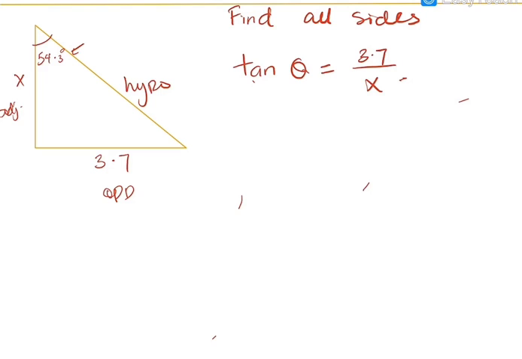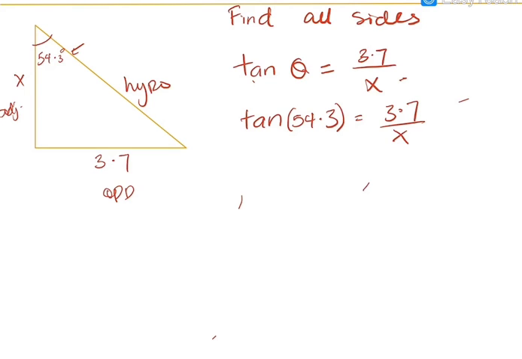Okay, now we have to solve for this. We're not going to use inverse tan because we do know what theta is. In this case, theta is 54.3. We only use inverse tan when we're finding theta, when we're finding the angle. But in this case, we're finding the side, so we're going to keep it as tan 54.3. But now we're going to have to isolate x because we are looking for x, which is our adjacent.